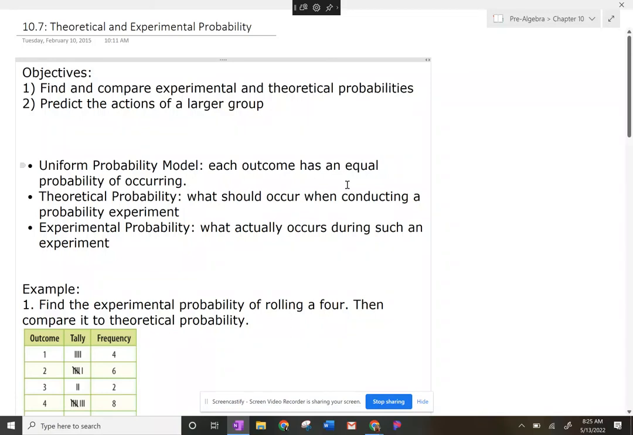All right. So anyway, with theoretical and experimental probability, we're going to compare what the difference between those two are. And then we're going to use that information to predict what's going to happen with a larger group.